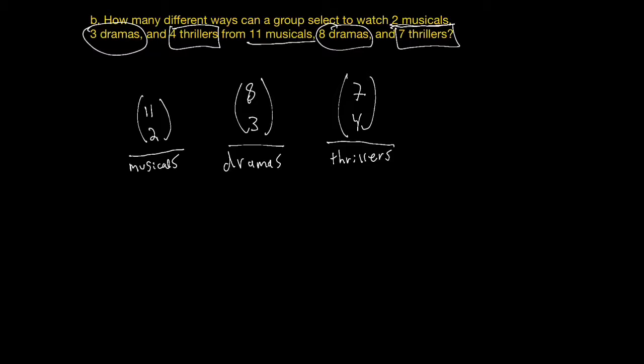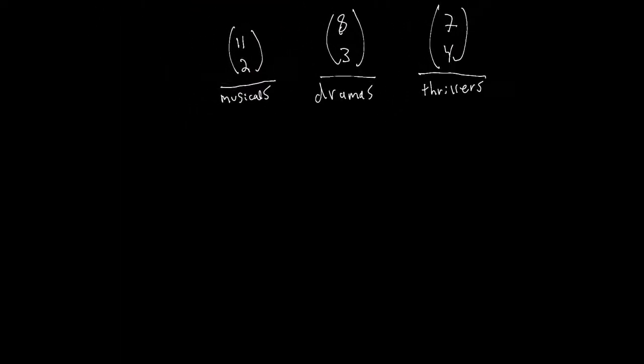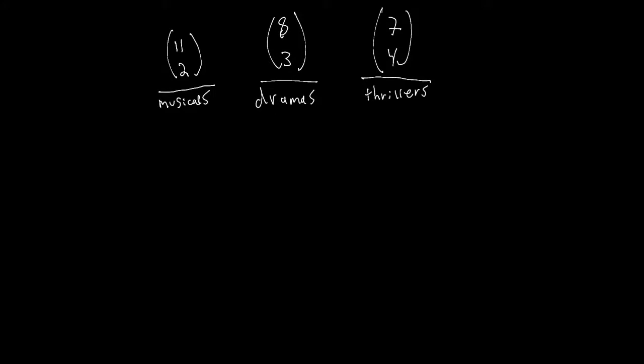And now we're gonna calculate each one individually, and after we do that, we're gonna get the product of these 3 results, and that's gonna give us the total, or all of the different ways in which we can select 11 choose 2 musicals, 8 choose 3 dramas, 7 choose 4 thrillers altogether. So let's begin with 11 choose 2, and here let me just write the formula just in case you still haven't memorized it yet.